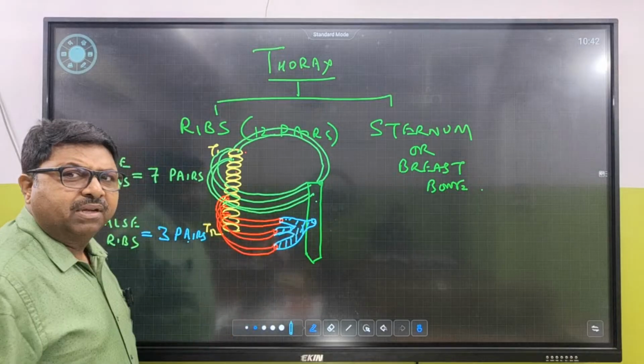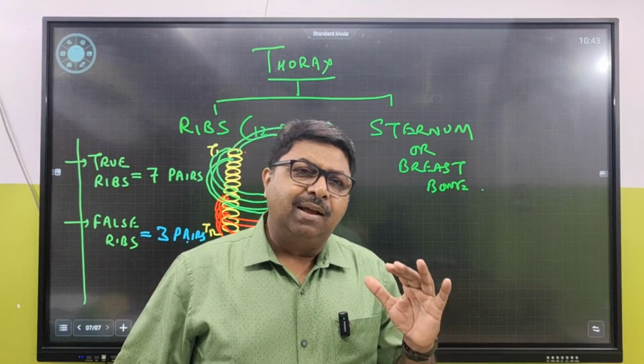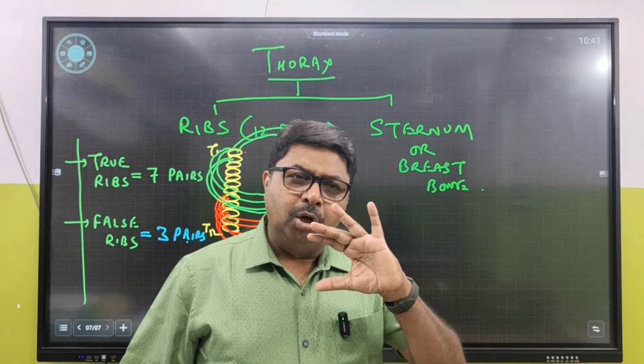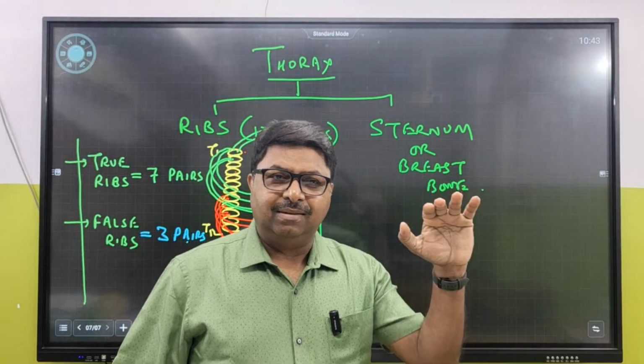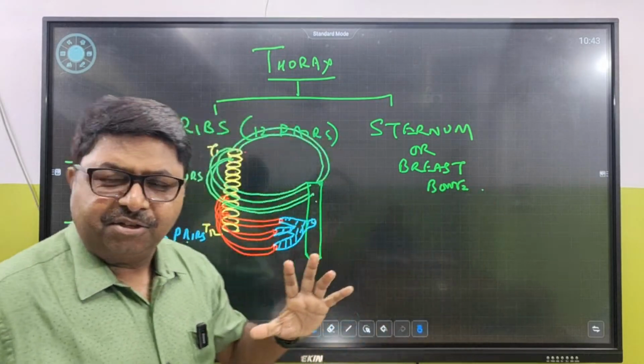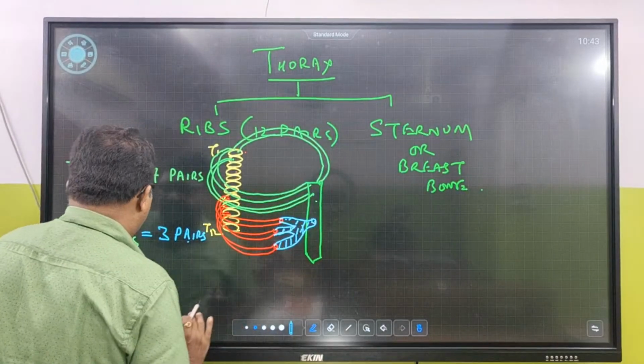Can you tell me the name of the cartilage? It's hyaline cartilage. And what does this hyaline cartilage look like? They look like glass. Fine. They have a bit of transparency. So these are all hyaline cartilage.